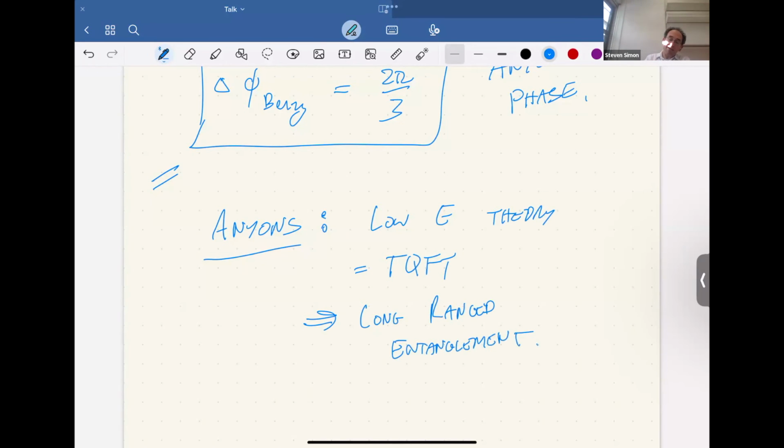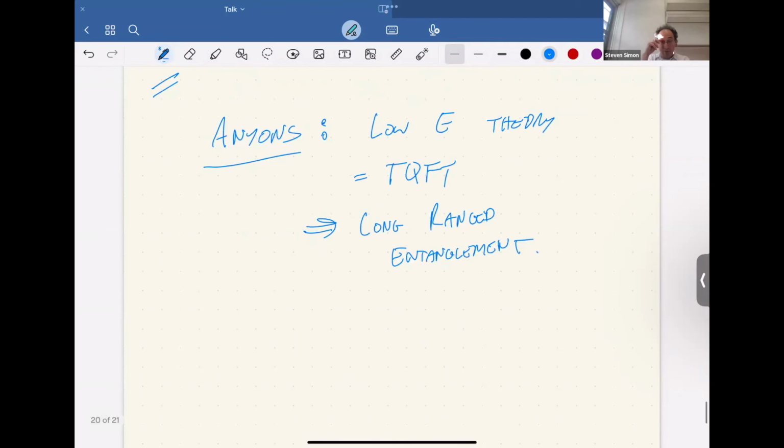So the ground state has to have some sort of long range entanglement, which the Laughlin fractional quantum Hall state does have, and its low energy theory is a topological quantum field theory.